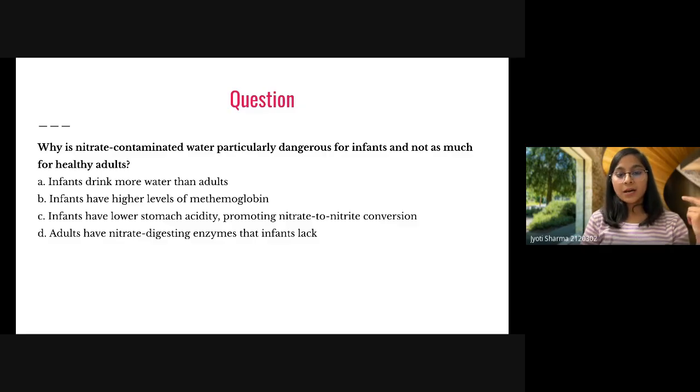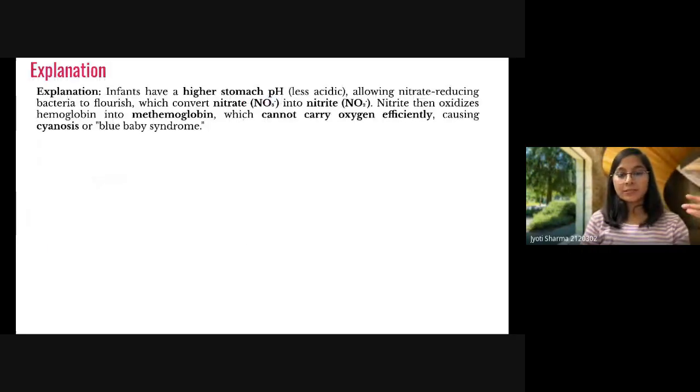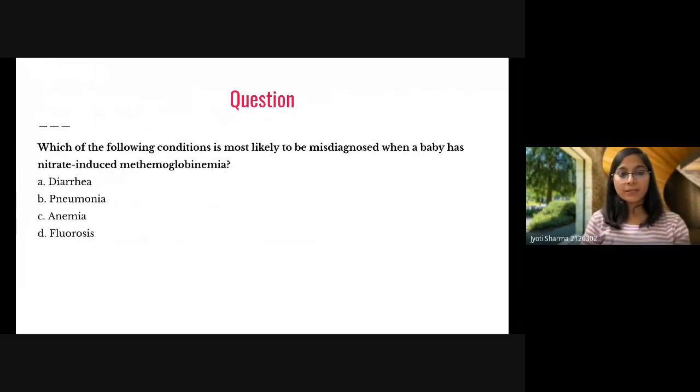And I think 1 or 2 questions, there is one syndrome that can happen due to nitrate, and this syndrome is known as methemoglobinemia, where whenever an infant or a child has lower stomach acidity, nitrate is converted to nitrite, and this is how it gives you the syndrome. And this methemoglobinemia is most of the time misdiagnosed as the disease pneumonia.